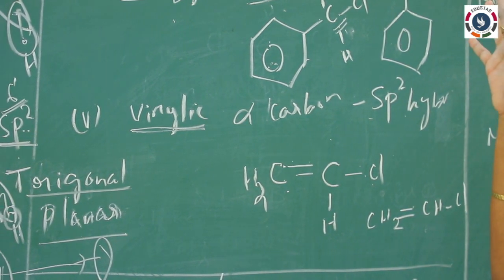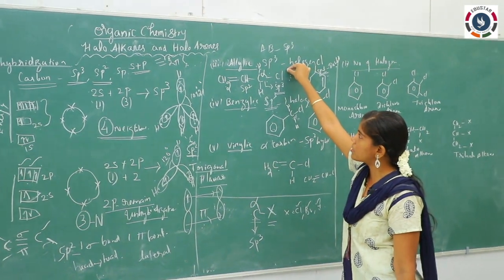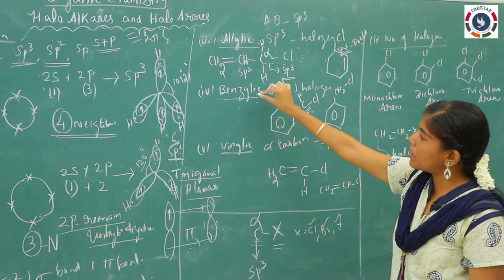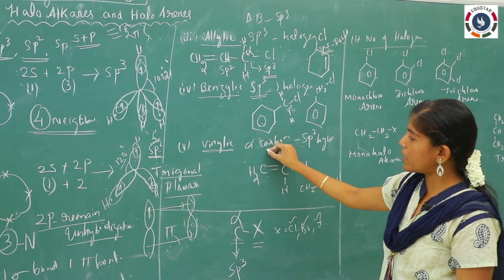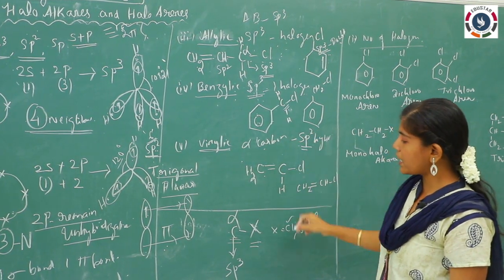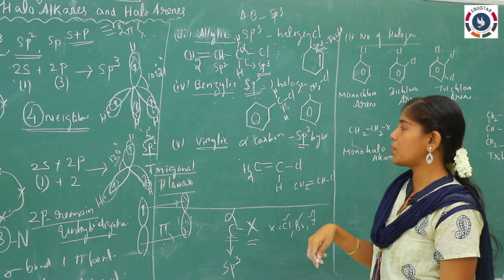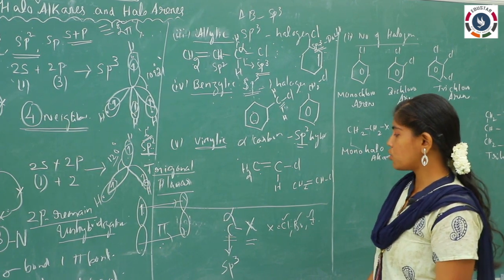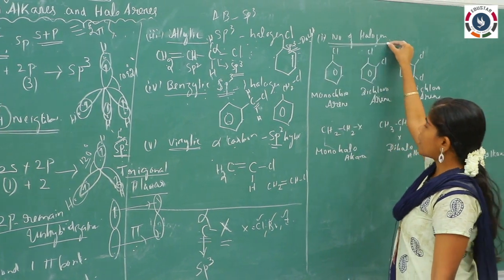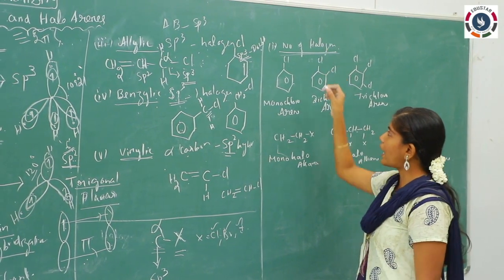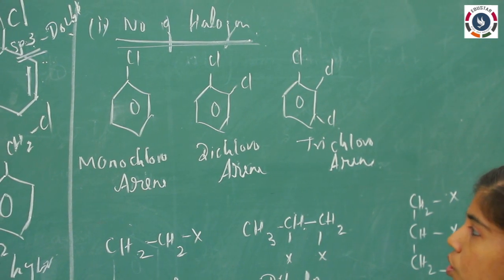So, there are these categories. In case of allylic, the alpha carbon atom is sp3. In case of benzylic, the alpha carbon atom is sp3. In case of vinylic, the alpha carbon atom is sp2. In case of arene, that is the benzene ring, the alpha carbon atom is sp2 hybridized. Now, let us see the next classification, that is the number of halogen atoms. As per the number of halogen atoms also the classification takes place.